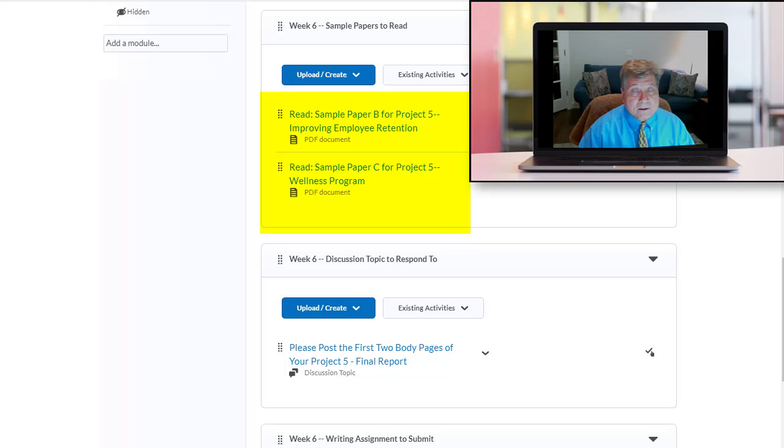Sample papers of what? Your final report, your Project 5, the research-based persuasive business report. Why 2 more models? To reinforce 2 things. 1, that all of these business reports in this class have a similar structure from the first page to the last. And the second thing is to stress how those individual parts or those structures are filled with a certain kind of content.